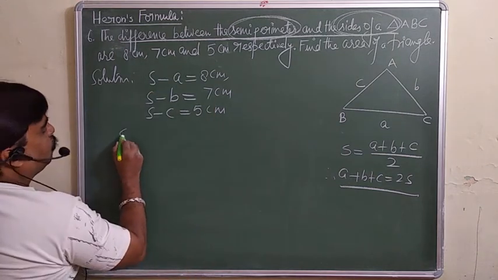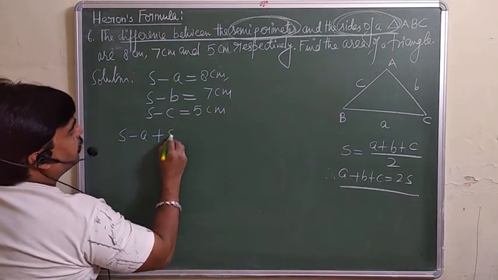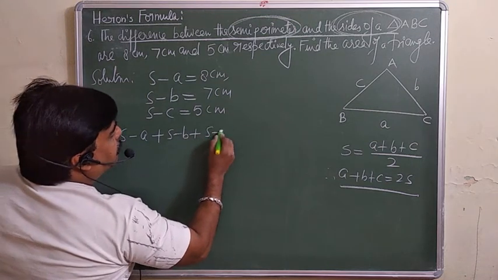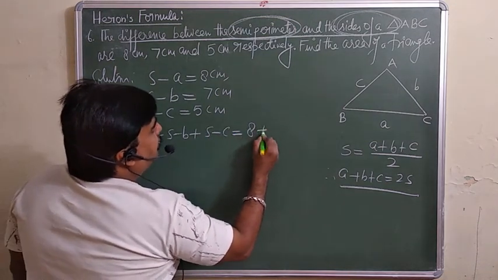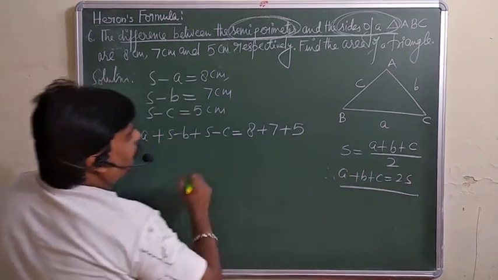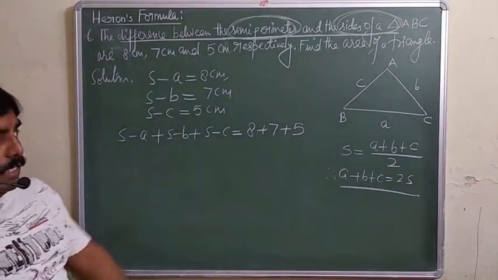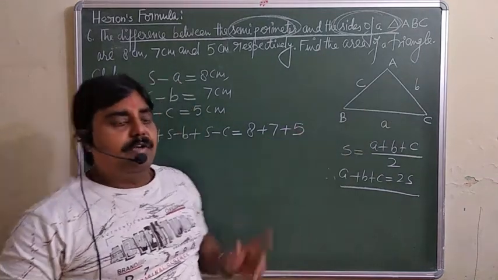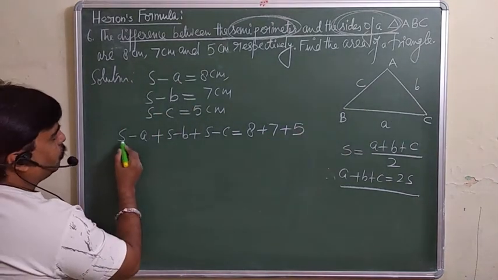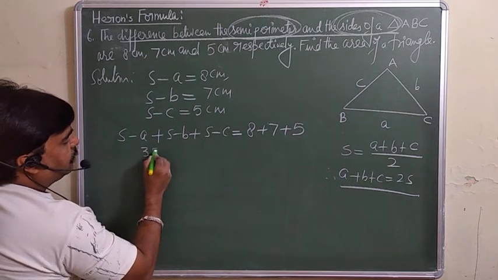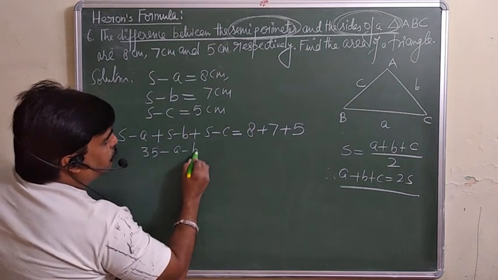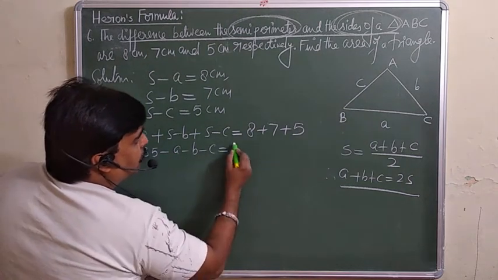See now. You can do S minus A plus S minus B plus S minus C. If you do that, what will you get? 8 plus 7 plus 5. Because until unless you know these A, B, C, you cannot find the area of this triangle. जब तक हमको ये sides नहीं पता होंगी, we cannot find out. So here you will get 3S minus A minus B minus C is equal to 20.